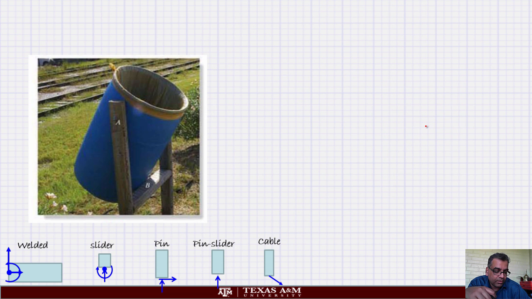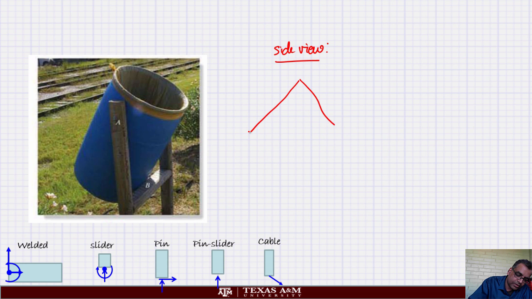This is an actual figure. So this is a trash bin, and I want to be able to draw the free body diagram for it. So my judgment is I'm going to draw side view. Right? In side view, the drum looks like this. Can you see that? Right? And it's resting on this ledge here. And it's a pin joint A.